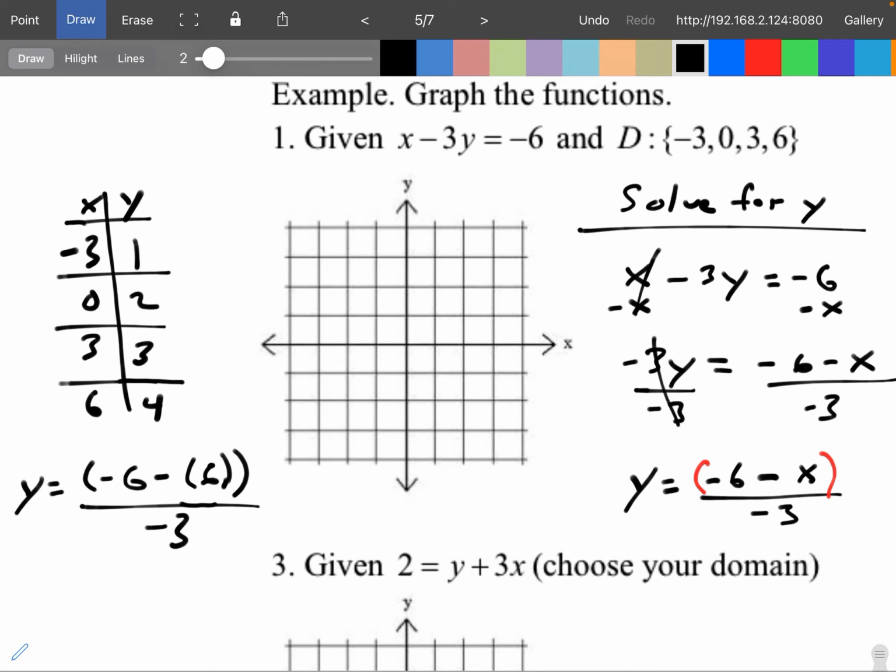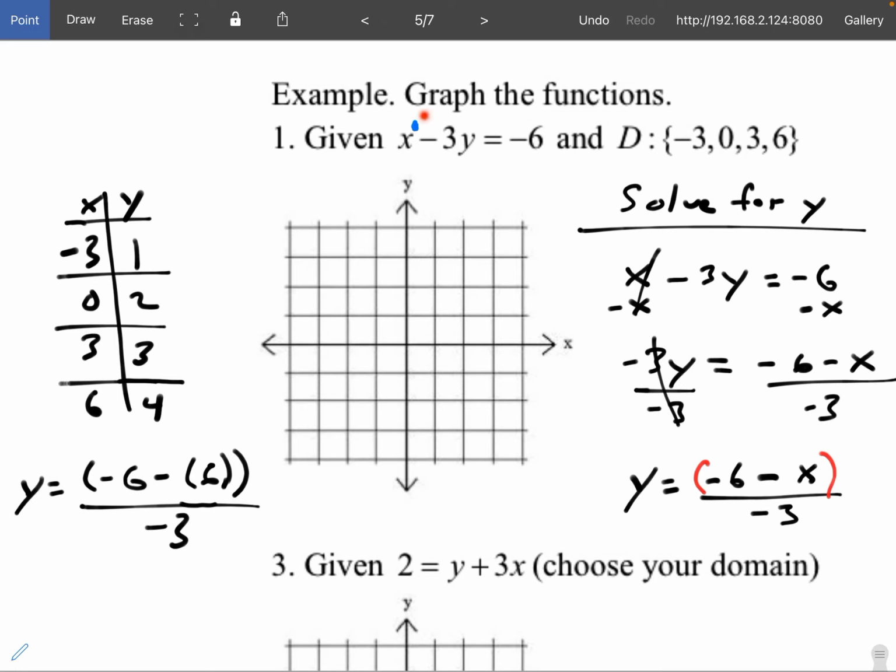So what's negative 6 take away 6 more? 0. Or no, sorry, negative 12. Yeah, negative 12 divided by negative 3. That's a positive 4.